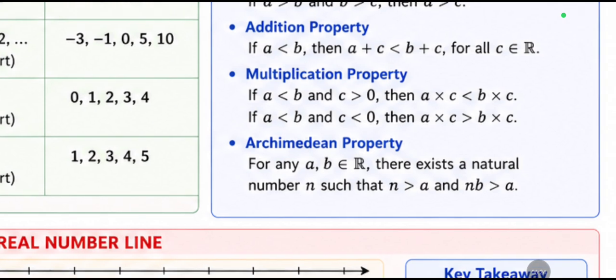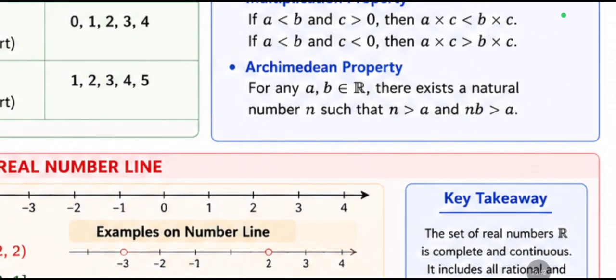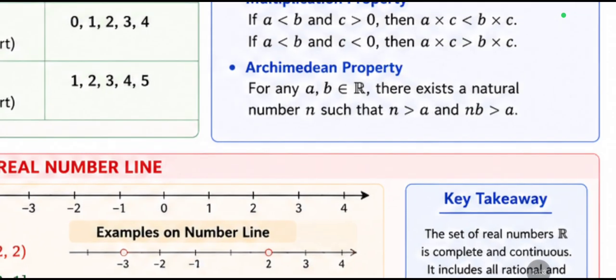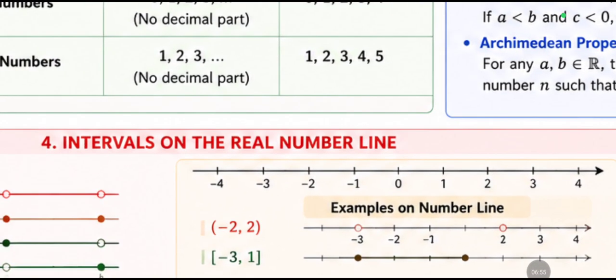Multiplicative property. If a is less than b and c is greater than 0, then a into c is less than b into c. Similarly, if a is less than b and c is less than 0, then a into c is greater than b into c. This is the multiplication property. And Archimedean property: for any a, b belongs to R, there exists a natural number n such that n is greater than a and nb is greater than a. This is the Archimedean property.